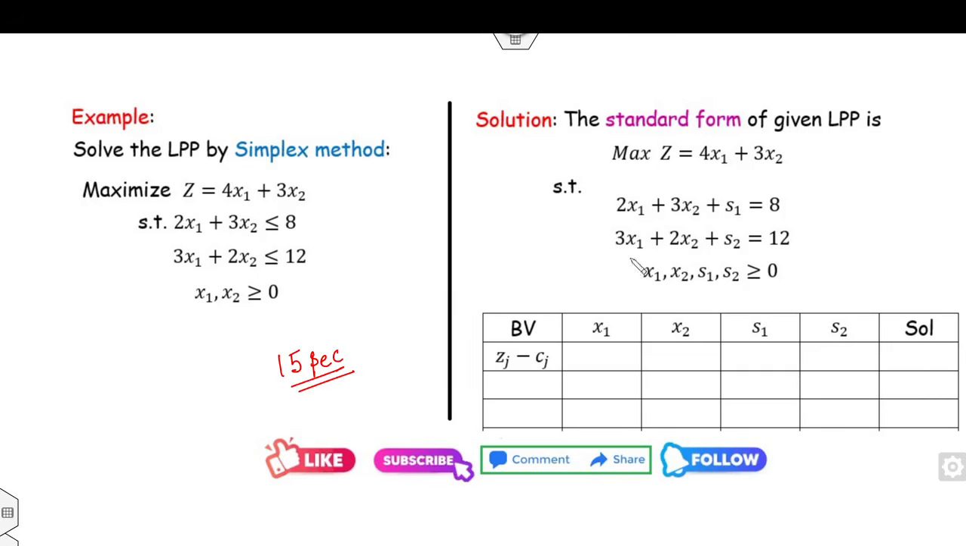So first of all, you can write the coefficient of x1, which is 2, the coefficient of x2, which is 3, and the coefficient of s1, which is 1. There is no coefficient of s2 here, so it's 0. Similarly in the second constraint, the coefficient of s1 is 0 and the coefficient of s2 is 1. The solution means the right hand side. Right hand side is 8 and this is 12.